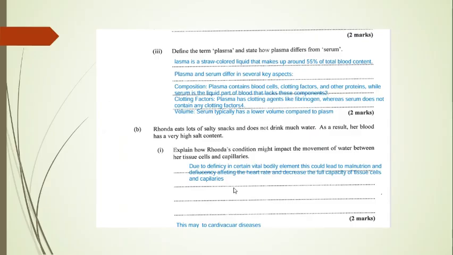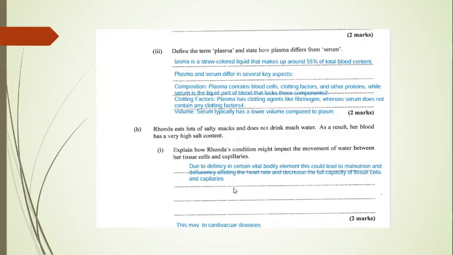Due to the deficiencies in certain vital bodily elements such as vitamin A, vitamin D, etc., this could lead to malnutrition and deficiency affecting the heart rate and affecting the tissues by destroying them, since the tissues won't be able to repair each other because they need necessary materials such as vitamin C, vitamin A, vitamin D, and vitamin E. And it would decrease the full capacity of tissue cells and capillaries. When they die, they will take longer to repair themselves.